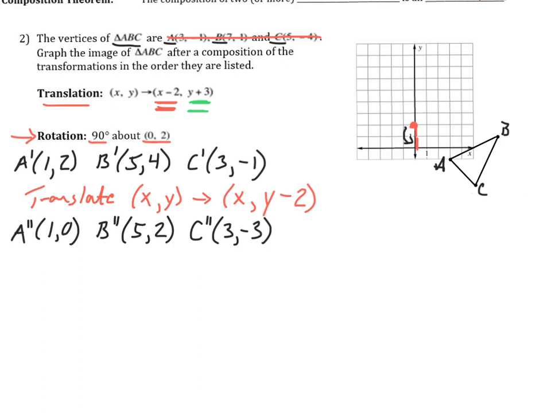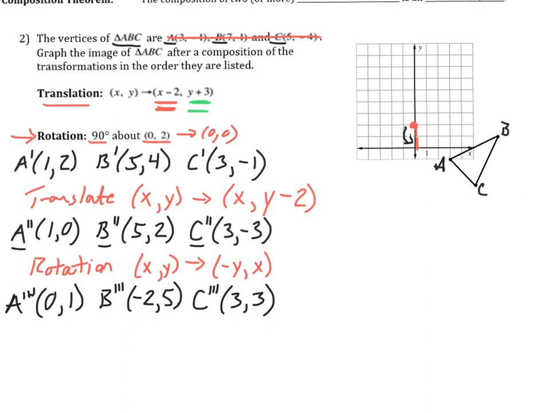Now, since the center of rotation has moved to the origin, now the center is at 0, 0, and I can actually perform the rotation. So we have a rule to rotate 90 degrees about the origin. My point's going to change from (x, y) to (-y, x). So now I want to apply that rule to my new points, A double prime, B double prime, C double prime. So now I've come up with my triple primes.